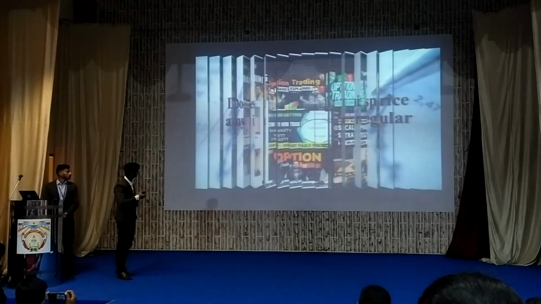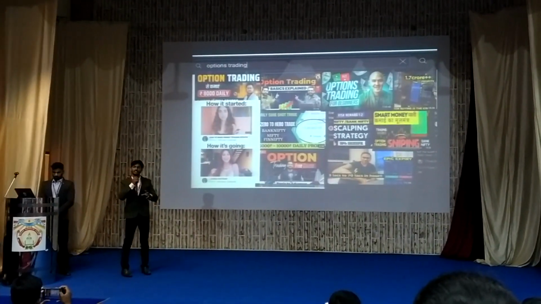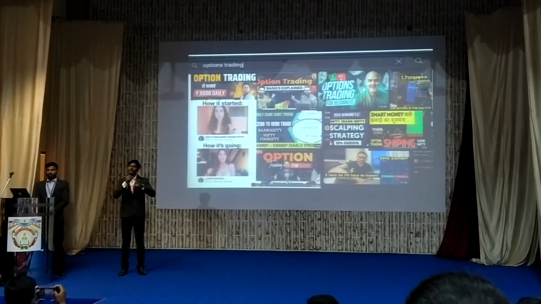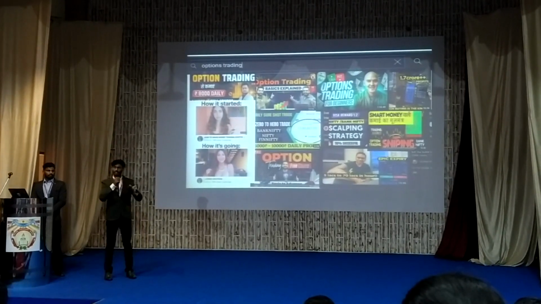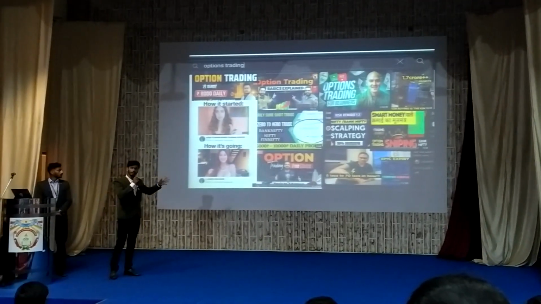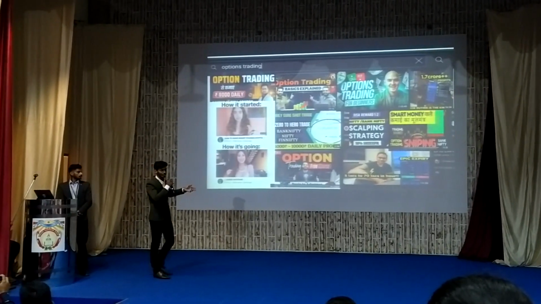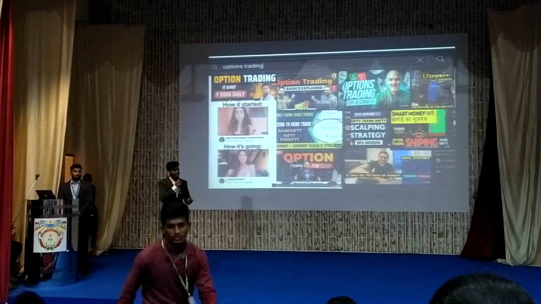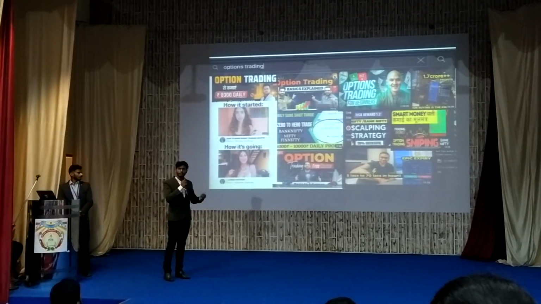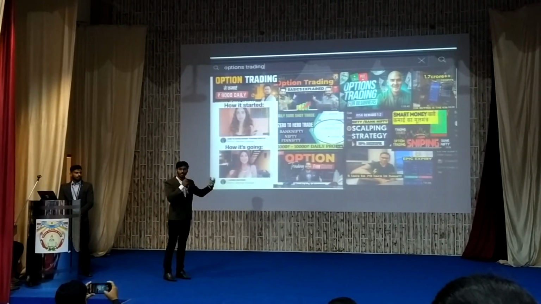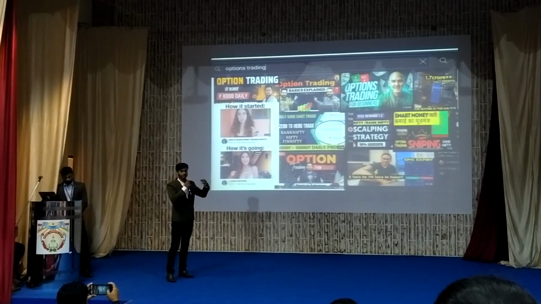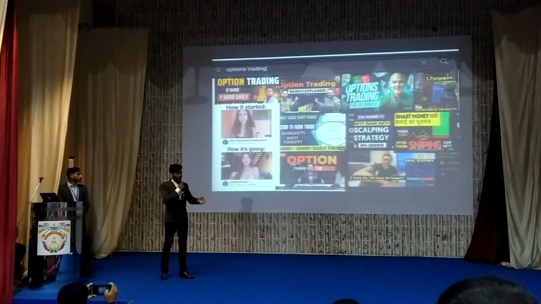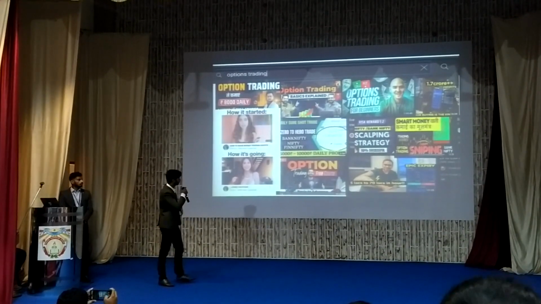Next slide, please. Now options are normally projected as a way of making crores and lakhs of rupees out of the blue. But originally it was not designed to do that. The purpose of options was not to make money, rather it was designed to hedge funds for your trading.